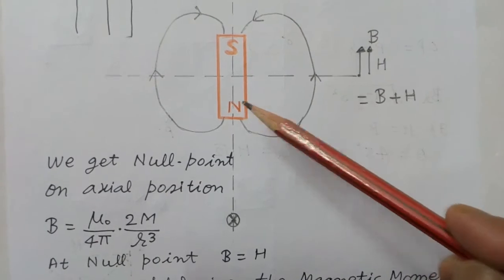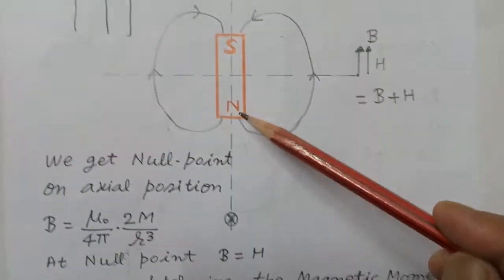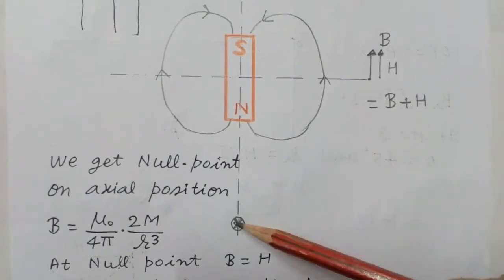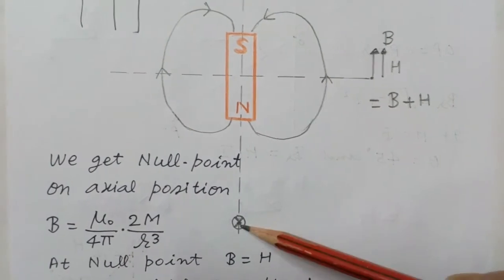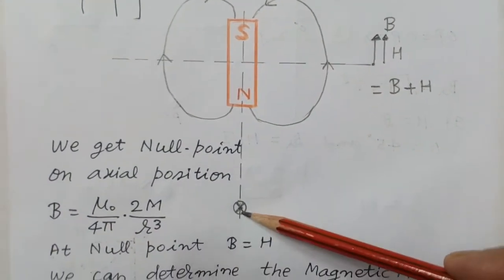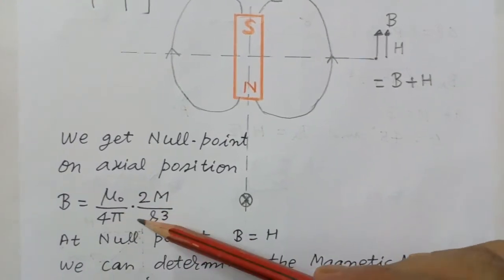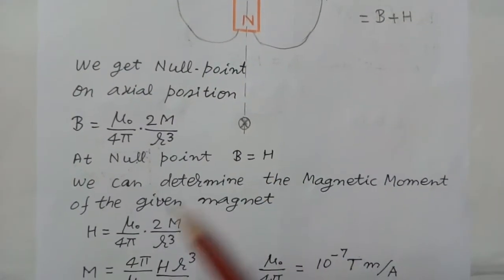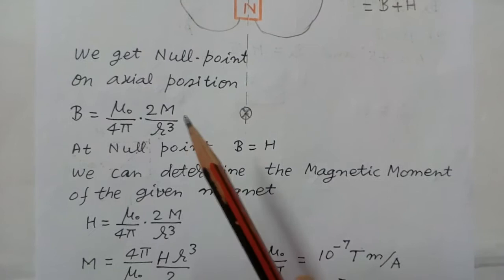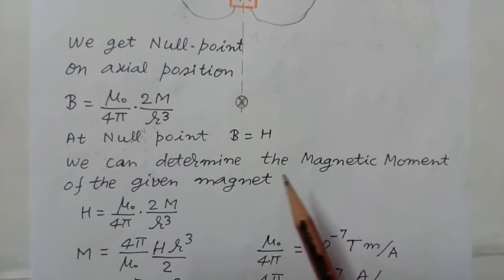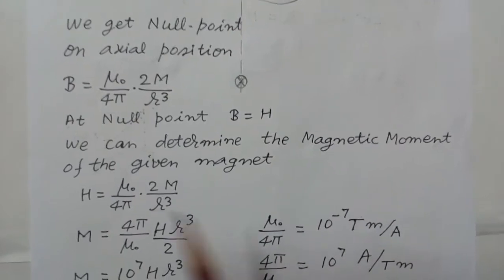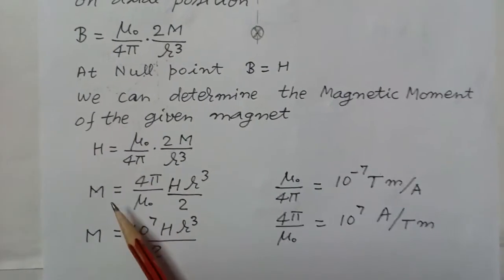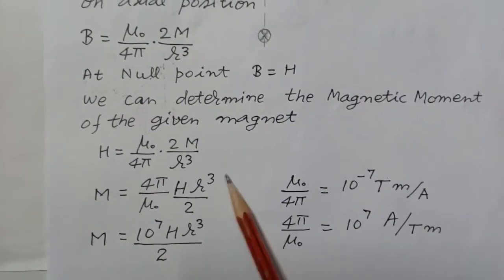So magnetic moment due to a bar magnet is, suppose, capital M. So magnetic field at a distance r from the center of the magnet on axial position, when point is situated on axial position, is given by the formula mu naught upon 4 pi into 2M upon r cube. So if B is equal to H, again from here we may calculate the magnetic moment of the given magnet if horizontal component of Earth's magnetic field is known. So you make the subject of the formula capital M. So capital M is equal to 4 pi upon mu naught into H r cube upon 2.